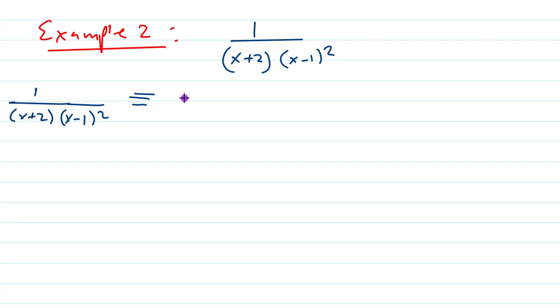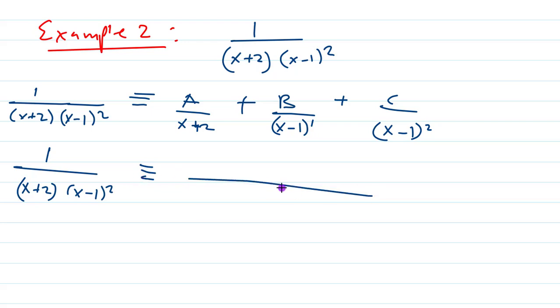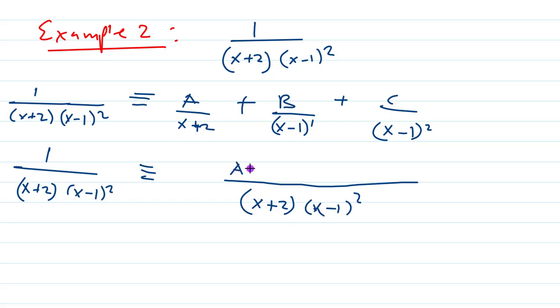So what I'm going to do with this is to start by saying A/(x+2). And then for the repeated factor here, I'll begin with B/(x-1), that's to the first power, and then C/(x-1)^2, that's the second power. So we're done. I have 1/((x+2)(x-1)^2) equivalent to, so the LCM here is (x+2)(x-1)^2. If I divide this by x+2, I have A(x-1)^2, plus for B, I'll have B(x+2)(x-1), plus C(x+2). So this cancels with this.